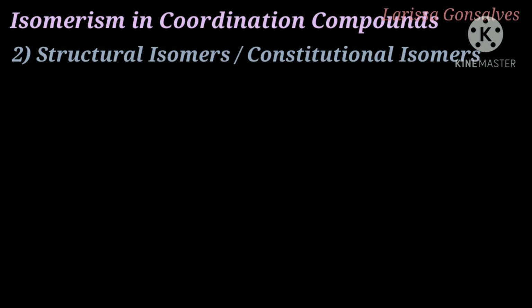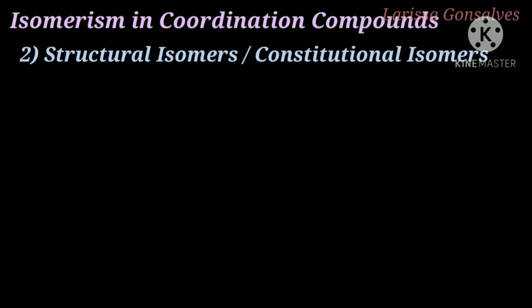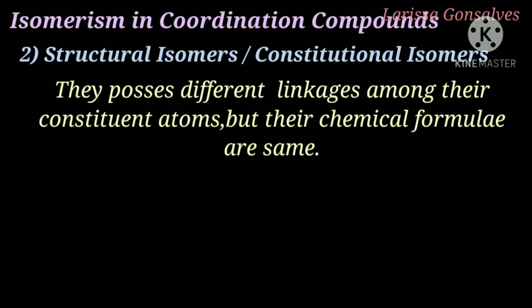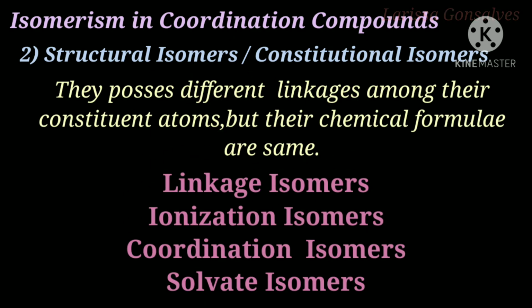Next are the structural isomers, which are also called constitutional isomers. These isomers possess different linkages among their constituent atoms, while their chemical formulae are the same. Structural isomers are classified as linkage isomers, ionization isomers, coordination isomers, and solvate isomers. Let us now study the 4 different types of structural isomers in detail.